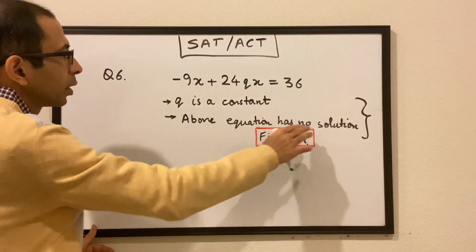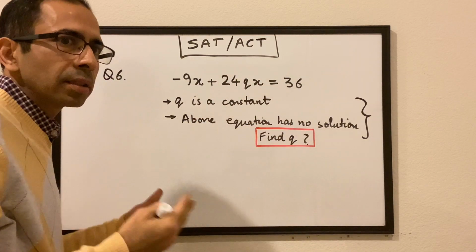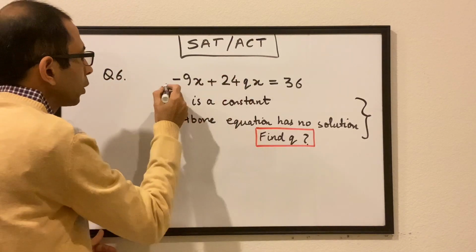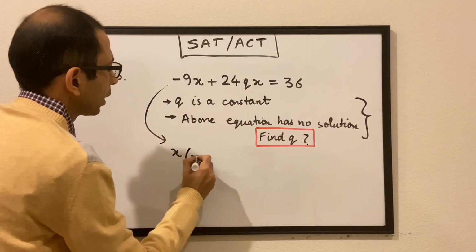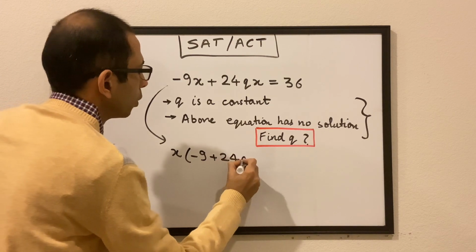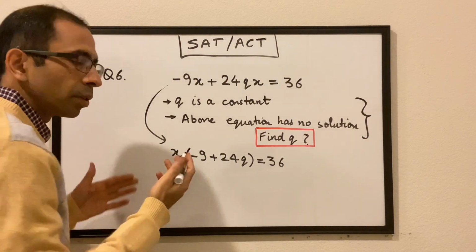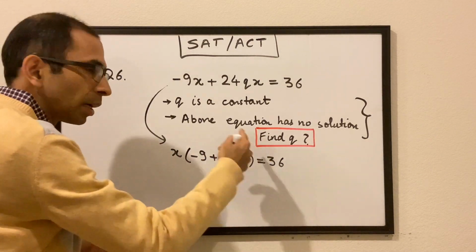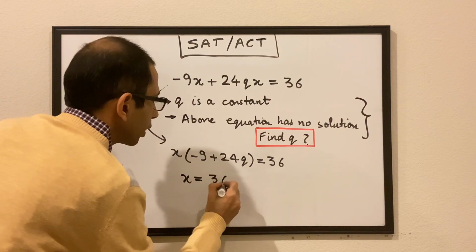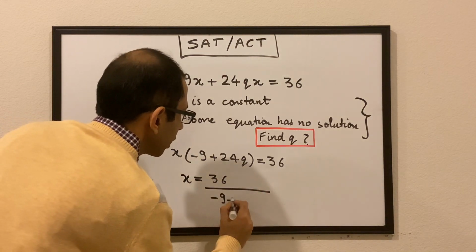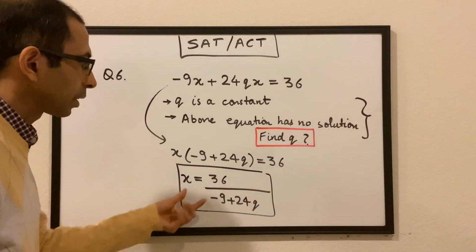Now when we say that the above equation has no solution, the first thing which we got to do is to write x in terms of q because x is giving us the solution, right? So when we try to do that, we can take, let's say, x common, right? When we take x common, we get minus 9 plus 24q times x is equal to 36, correct? And then of course, if we want to write x in terms of q, we will divide both sides by this minus 9 plus 24q. So we will get x is equal to 36 divided by minus 9 plus 24q, correct? So this is x in terms of q.